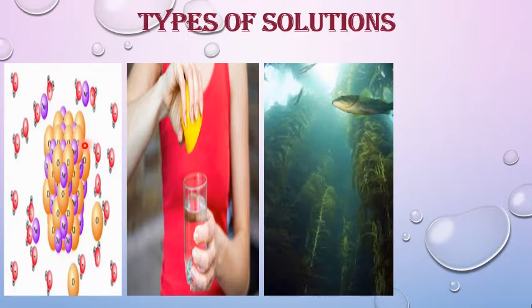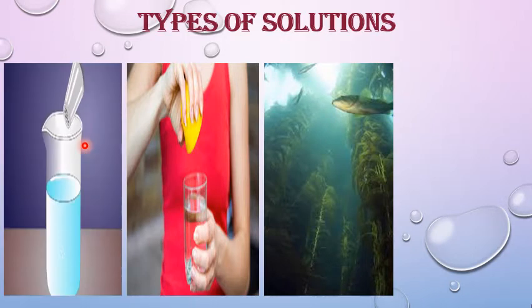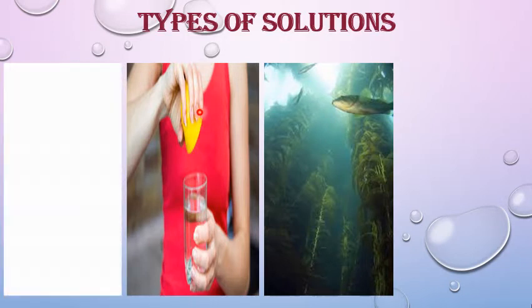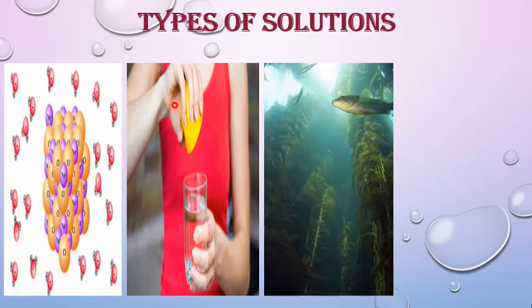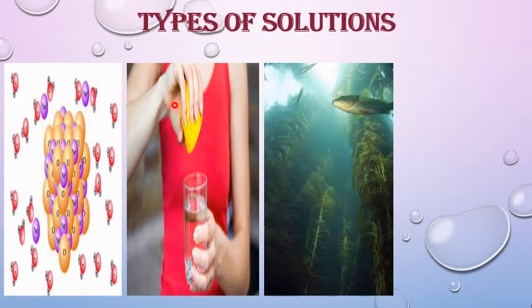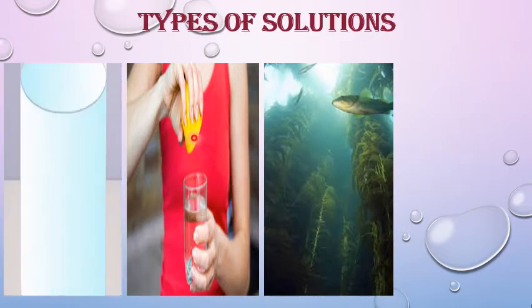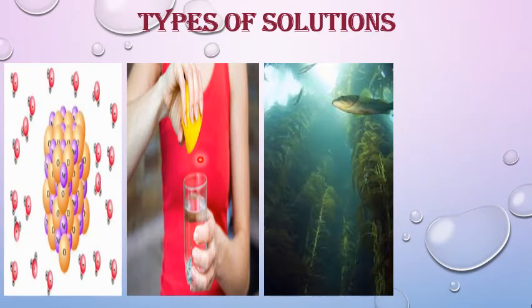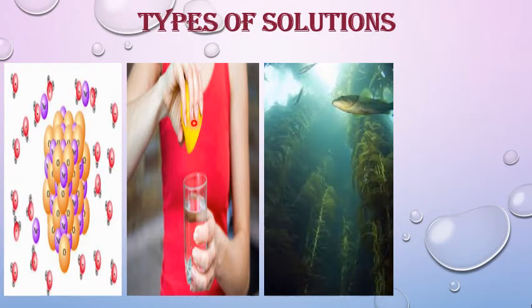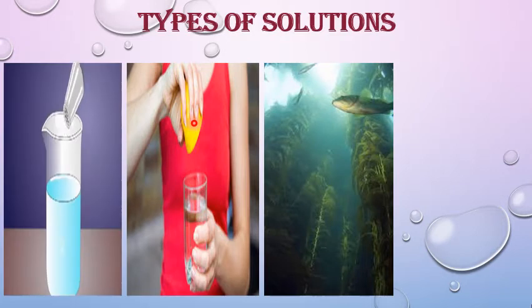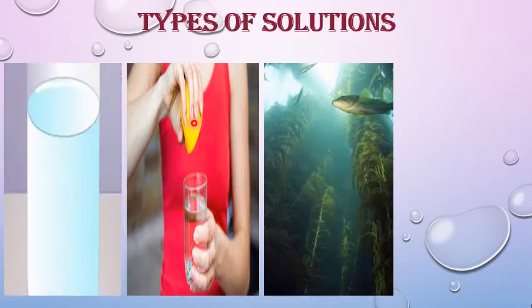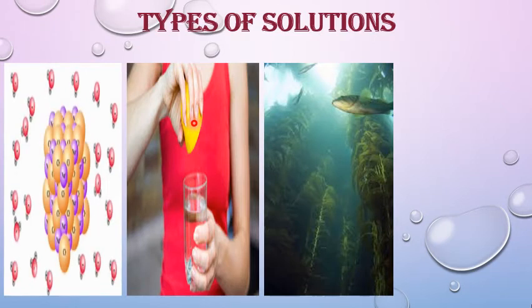Next is liquid in liquid. So see the second picture. Lemon juice, that is liquid. Water is again a liquid. So lemon juice is the solute, and water is the solvent. So both solute and solvent are liquid. And if you try to dissolve lemon juice in water, it will easily dissolve and form a solution, isn't it? Lemon juice or lemon water solution will be made easily.